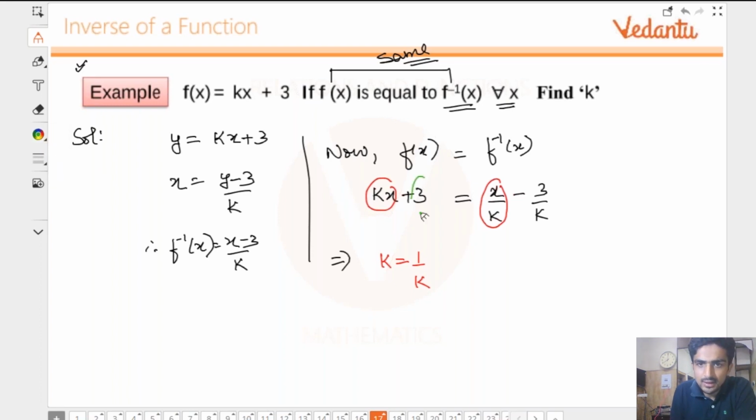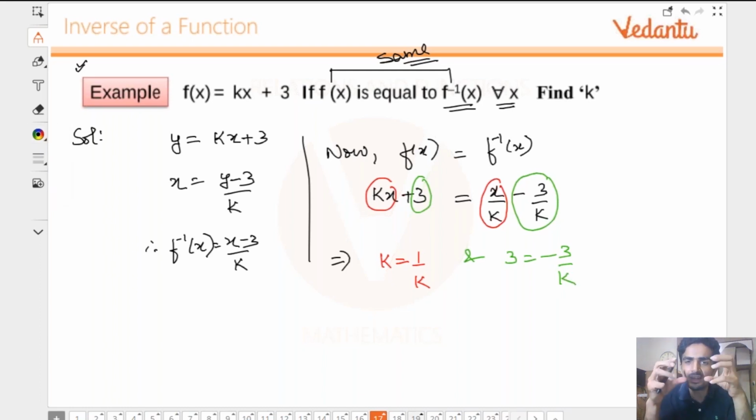And this and this should look alike, which means 3 should be equal to minus 3 by k. This is a major step. When I'm saying that these two things are same, it means they should look alike exactly. So both the terms must be same. This must be same with this, and constant term must be same with constant term.